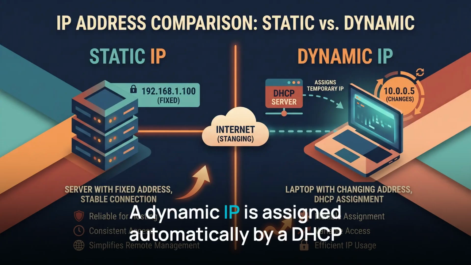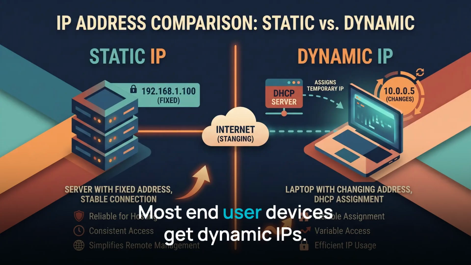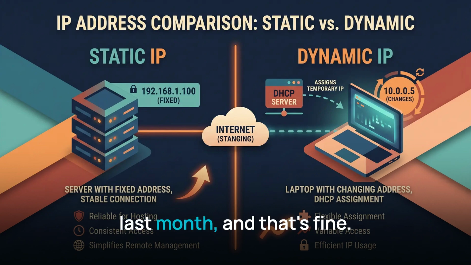A dynamic IP is assigned automatically by a DHCP server, usually your router. And this can change. Most end-user devices get dynamic IPs. Your laptop probably doesn't have the same private IP it had last month, and that's fine.